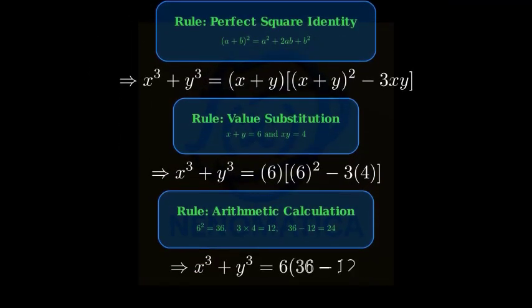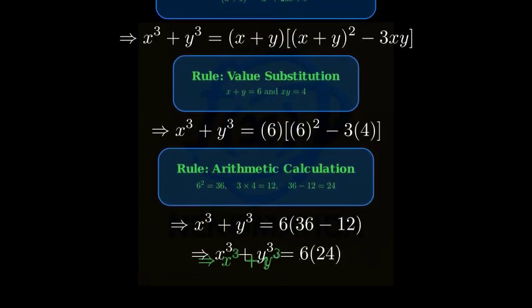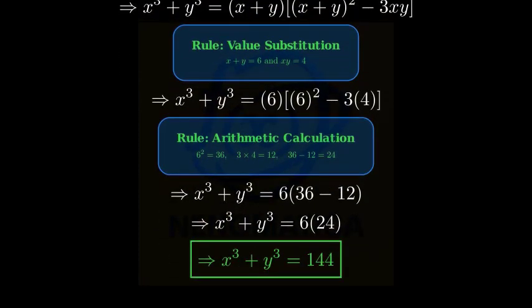6 squared equals 36. 3 times 4 equals 12. 36 minus 12 equals 24. Finally, 6 times 24 equals 144. Therefore, x cubed plus y cubed equals 144.